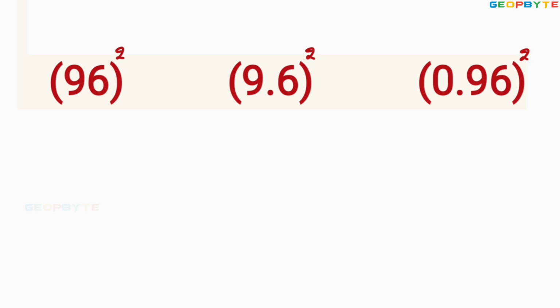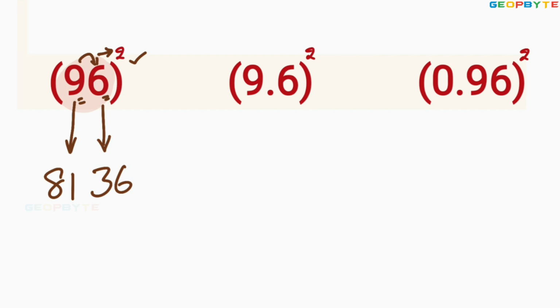Similarly, look at the number 96 whole square. For this, what should you do? First square the 6. 6 square is 36. Squaring the 9, 9 square equals 81. Then multiply 9 and 6. That value should be multiplied by 2. 9 into 6 is 54, into 2 equals what? 108. You leave the one place.